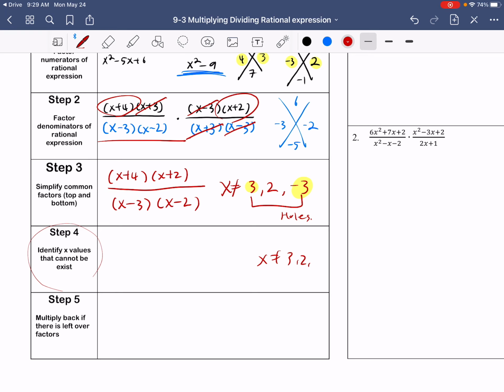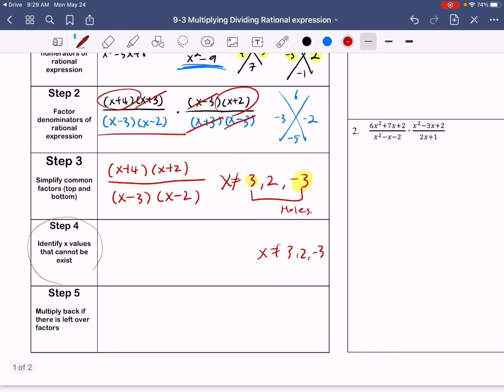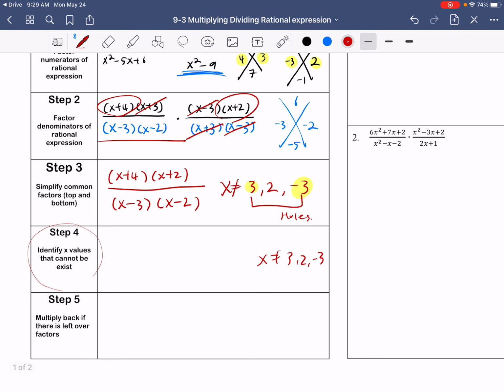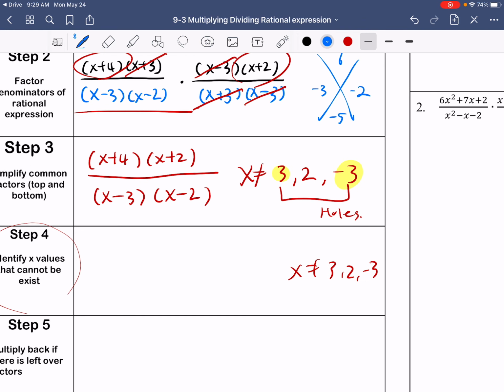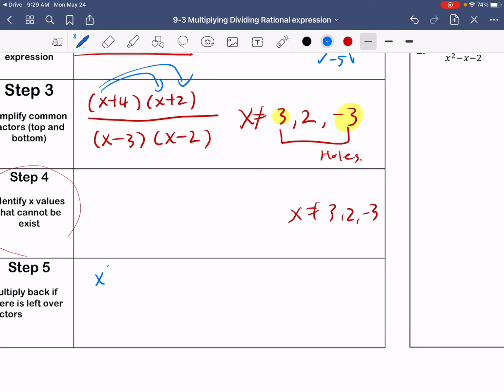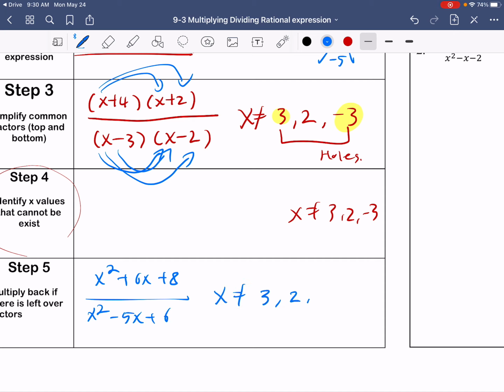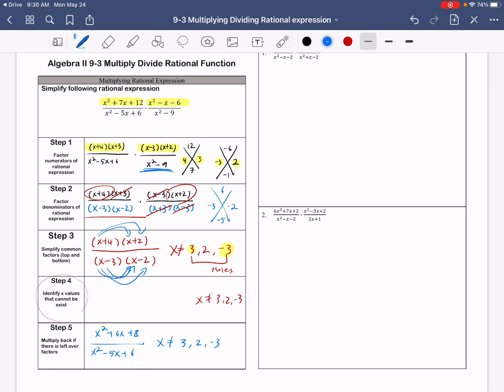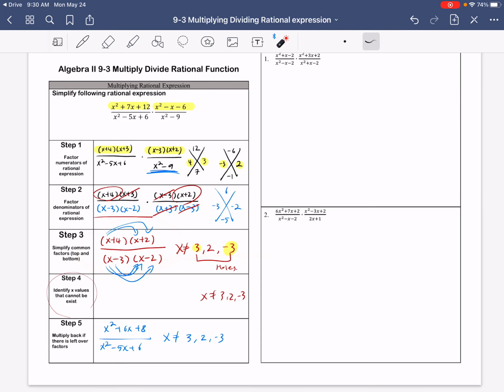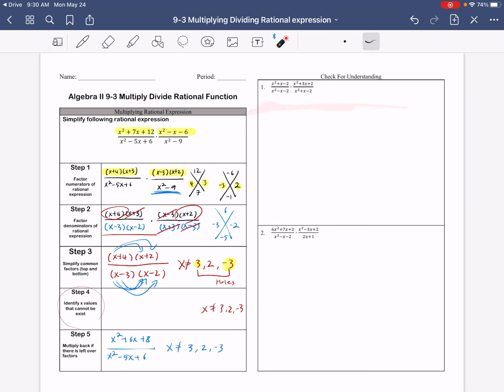So that was step 4, okay? Which we cannot really get things done. And step 5, multiply back if there are leftover factors. What it means is you have to multiply this one back like that. So you don't really have to do this. I'm not gonna ask you to do that. Like that. x times x is x squared. x times negative 2. Negative 3 times x like that. So it's gonna be negative 5x plus 6. Where x cannot be equal to 3, 2, negative 3 like that. But I'm fine with this one. So try this one by yourself.